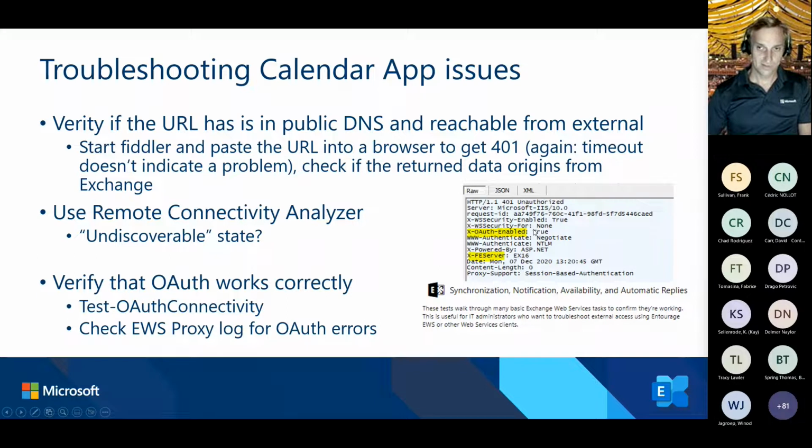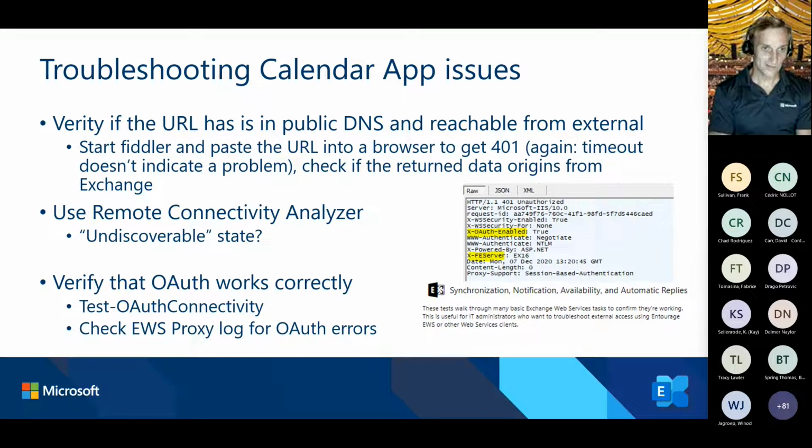Again, a timeout, as we just saw before, does not necessarily indicate a problem, because many customers limit the access to EWS, to Autodiscover, to REST endpoints, to the Office 365 IP ranges. In that case, you can't use your client to test it, and you're getting a timeout. Then you can use the Exchange Remote Connectivity Analyzer. There is a test scenario for the Teams calendar app. You can use that one.